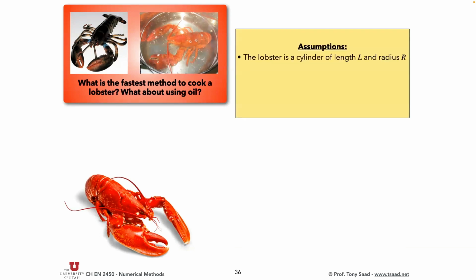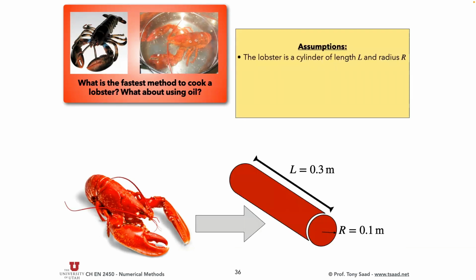We're going to make some assumptions: that the lobster is a cylinder of length L. It's better than assuming the chicken is a sphere, a spherical cat, right? If you tie its claws like this, it looks like a decent cylinder, with length, let's say, 30 centimeters and a radius of 10 centimeters.